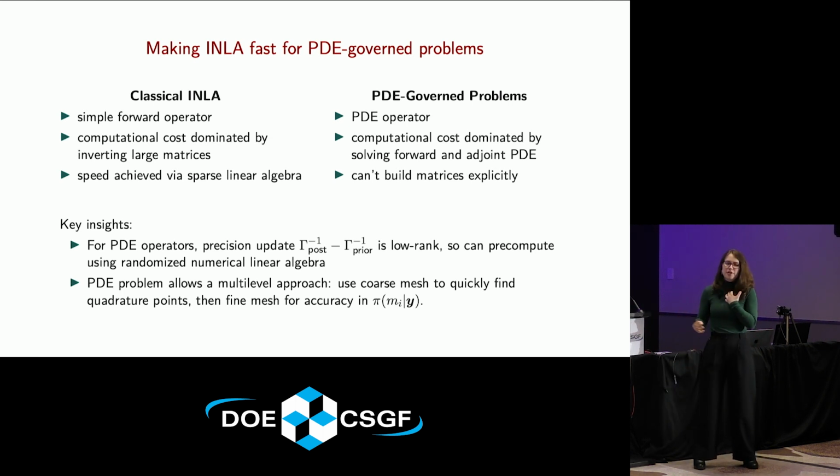But now I'm trying to use this for PDE-governed problems. What are the challenges of that? So in classical INLA, this is, like I said, typically used for cases with simple forward operators. And it's fast because the computational cost is dominated by inverting large matrices, and we can do that with some speed by using sparse linear algebra. In my case, those kinds of speedups don't apply because we have a complicated forward operator. It's going to be a PDE operator. And so the computational cost is not dominated by inverting matrices. It's dominated by forward and adjoint PDE solves.